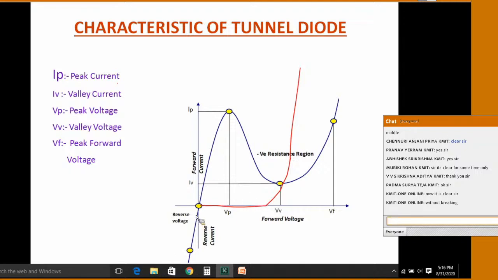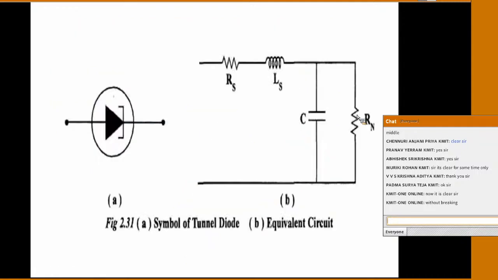Now this is the reverse characteristics of your tunnel diode, and the forward characteristics of your tunnel diode. I will explain this with respect to the band diagrams. The first one is the symbol for your tunnel diode, which I already told you. And this is the equivalent circuit: a resistor in series with an inductor, and in parallel with the resistance. This is the equivalent circuit of your tunnel diode.